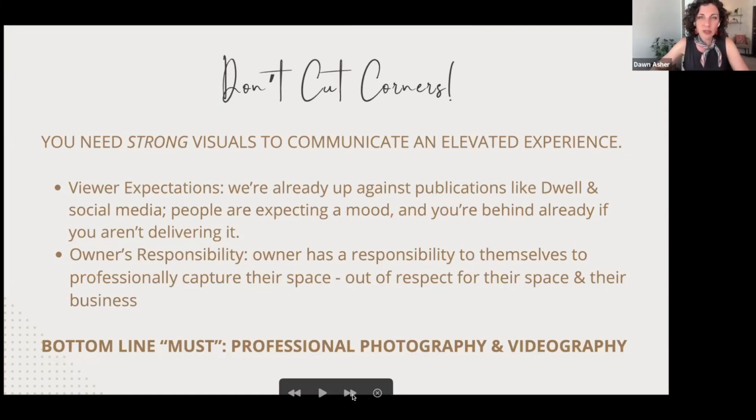You, as an entrepreneur, as an investor, as a host, have a responsibility to yourself to professionally capture your space out of respect for the investment that you have made. So it's your business. You want to hold this business with as much care, intention, and attention as you possibly can. And so you don't want to cut corners with your photography and videography. You want to get professional work done.